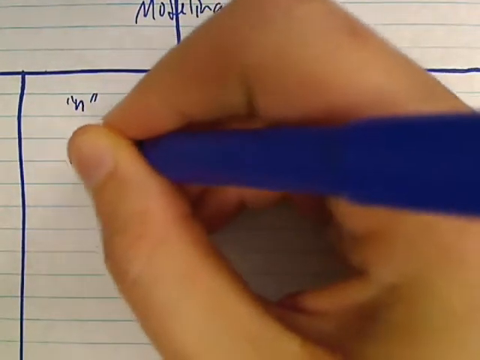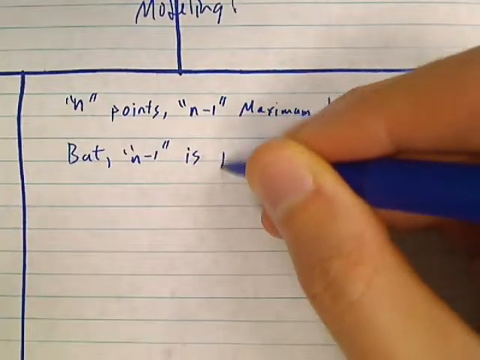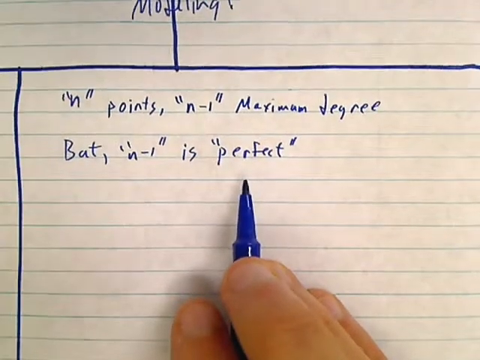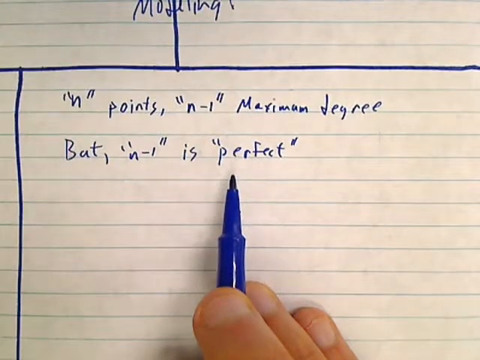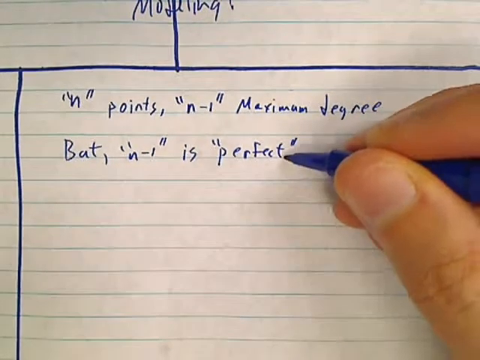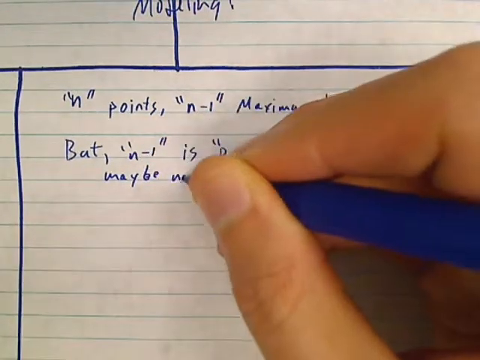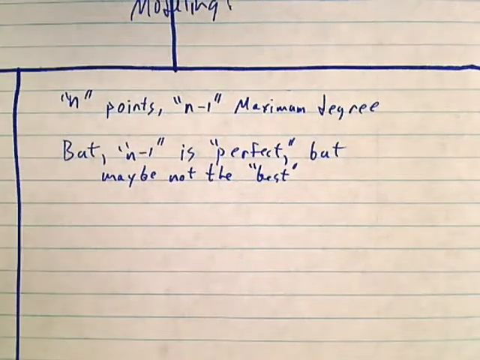But n minus 1 is "perfect." I'm using a lot of quotes over here. I don't mean that it's perfect and that it will always be the best model, but it's perfect in that it will go through every single point that's there. So n minus 1 will fit it perfectly, but maybe not the best. And we saw that when we had a large degree, it didn't necessarily fit best.